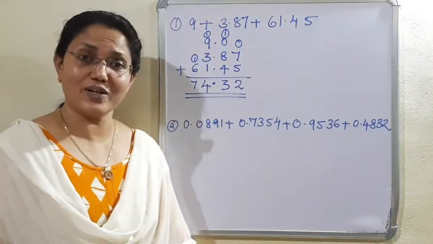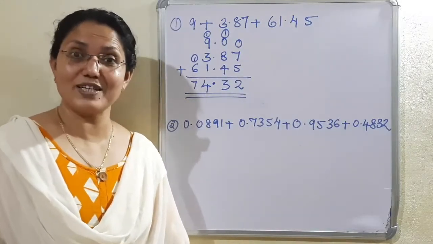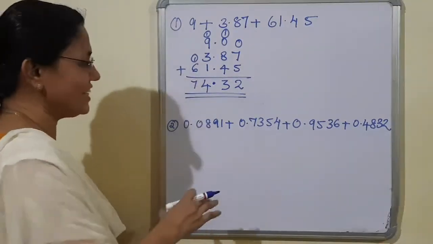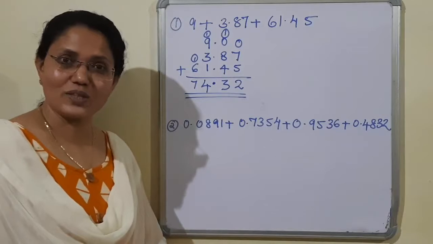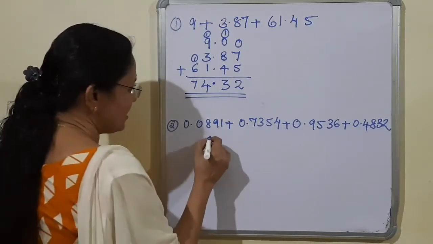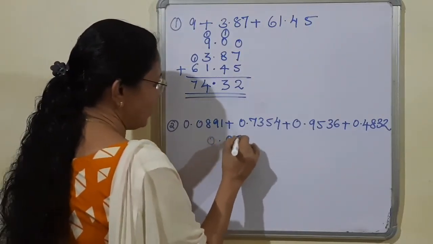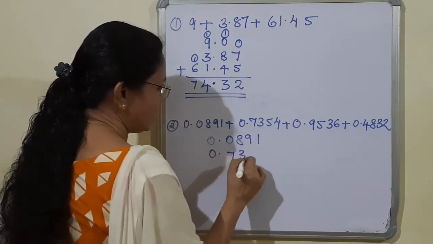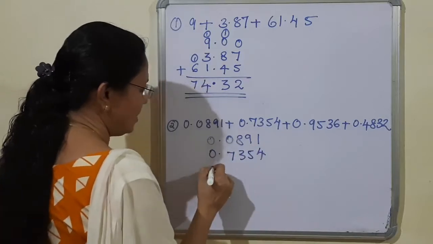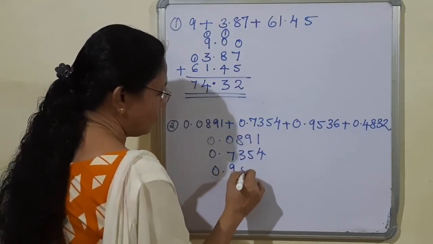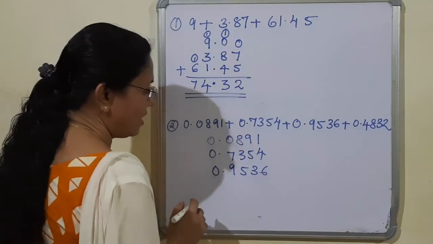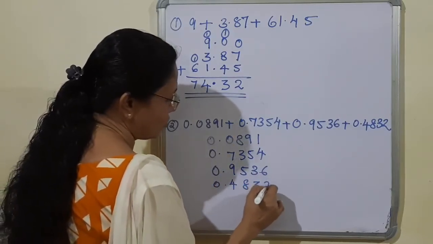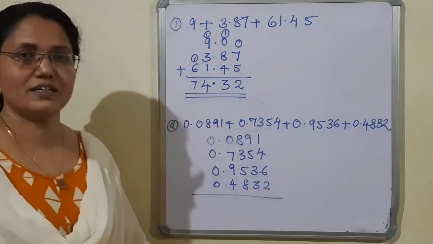In this question 4 decimal numbers are there. All the decimal numbers are like decimals itself. First we can arrange this in column wise according to the places. Okay. First 0.0891. Next 0.7354. Next one 0.9536. The last one is 0.4832. Now we can add these numbers.